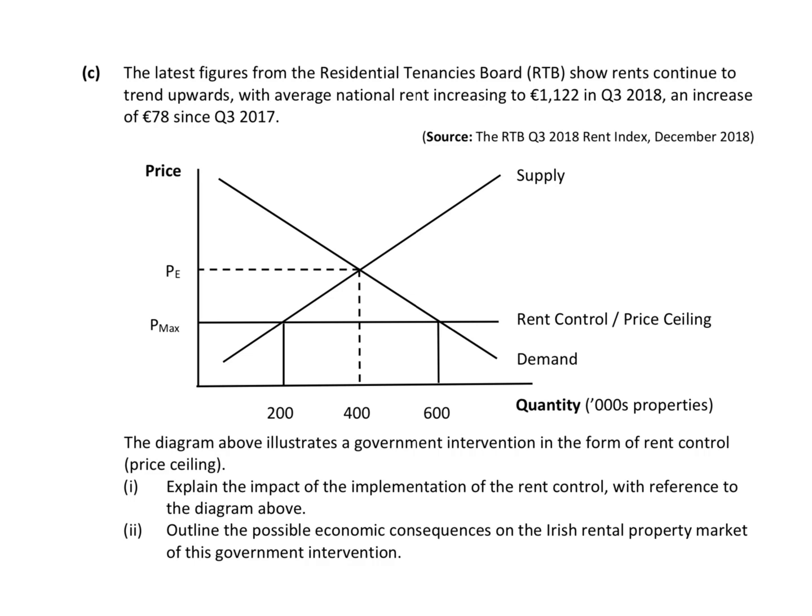So the diagram above illustrates government intervention in the form of a rent control or price ceiling. And this is something that's been bandied about a few times in recent budgets, or discussed in recent budgets. It hasn't actually come in, but it's always talked about. So it's something that could easily be asked again this year or something like it.